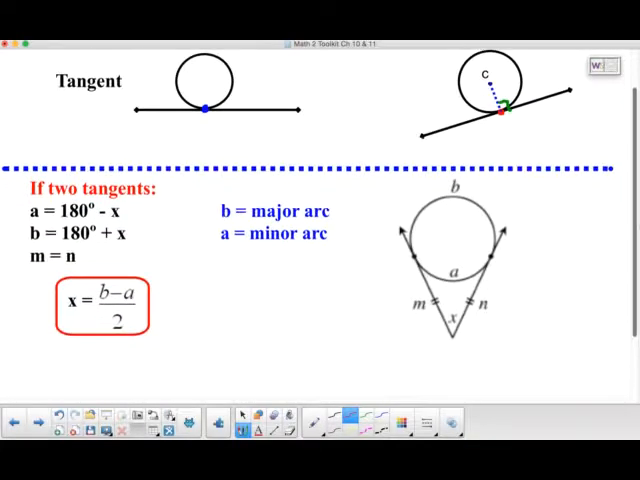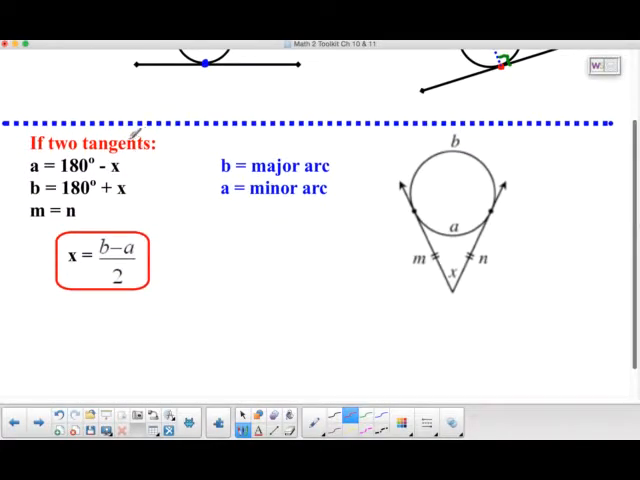Also, there are some other properties here. If we, in this case, have two tangents, so here's a tangent, crosses here and here. What it's going to do is first of all create a couple of arcs. We have the major arc, which is B. We have the minor arc, which is A. There are two line segments. One of them is M, one of them is N. It turns out a few things are true. First of all, M is congruent to N.